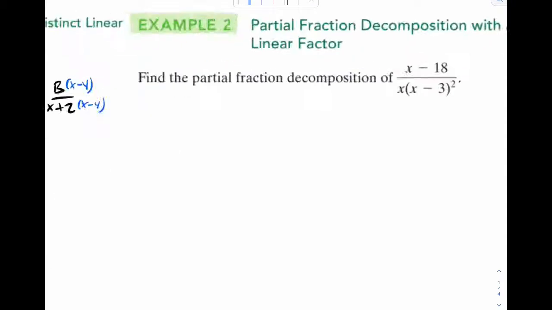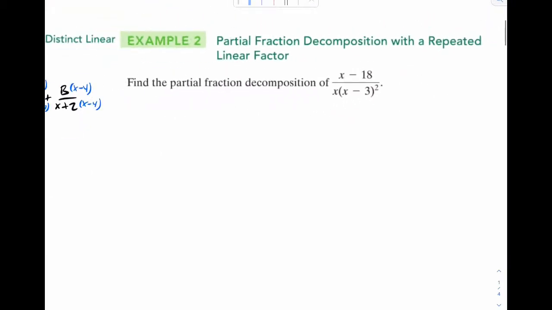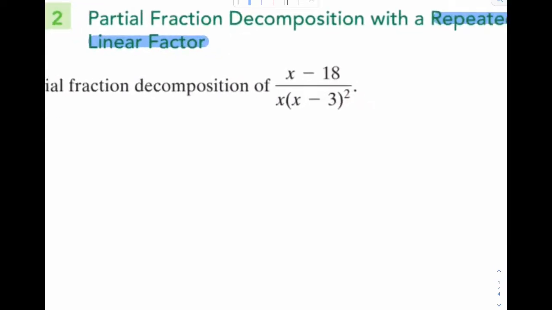So now let's try a harder one. It says find the partial fraction decomposition of x minus 18 over x times x minus 3 squared. And notice this piece right here. There's a repeated linear factor. What that means is we see this x minus 3 quantity squared. Now the way we're going to handle that is essentially think of it as 3 factors.